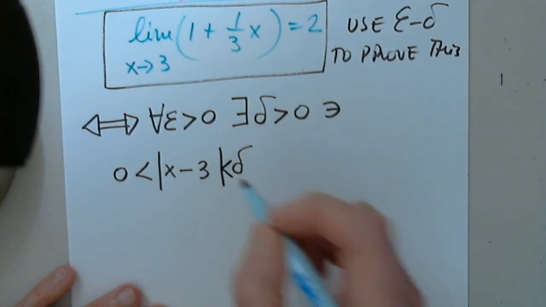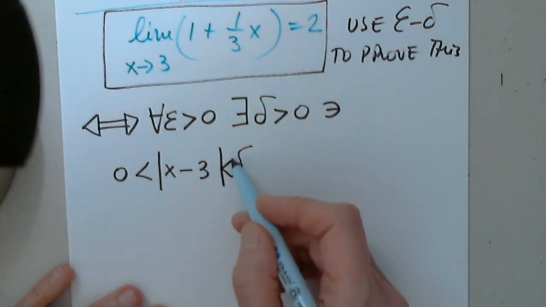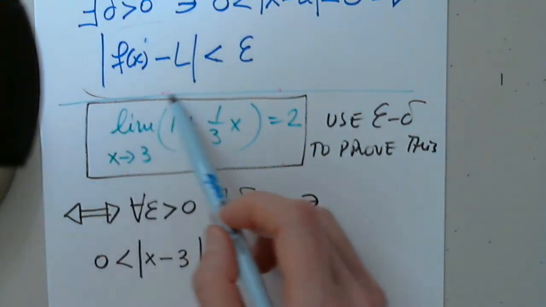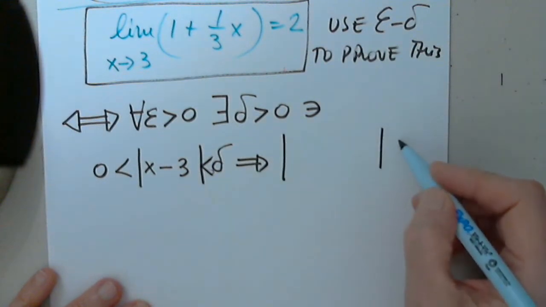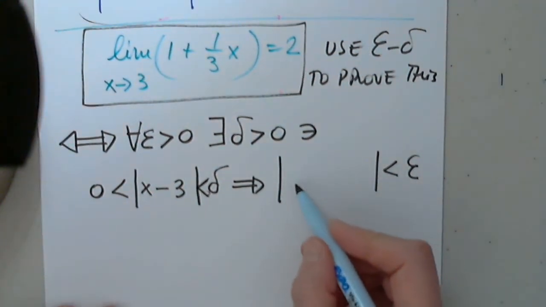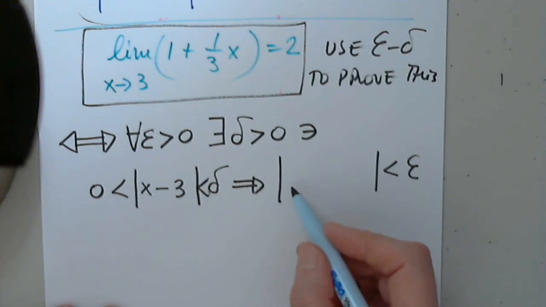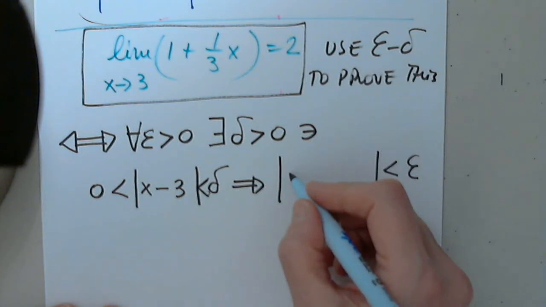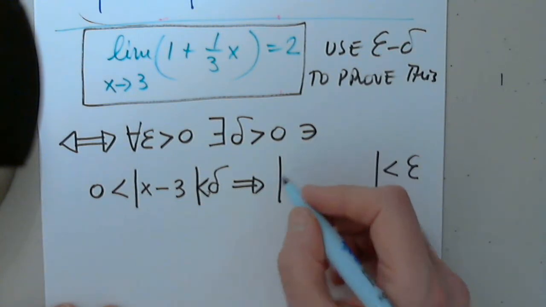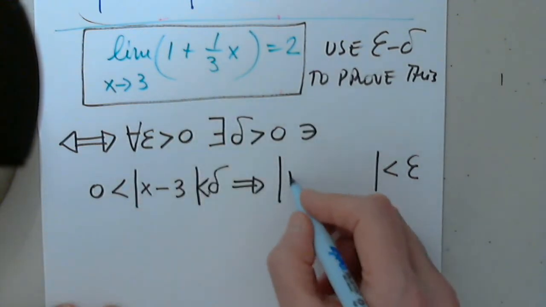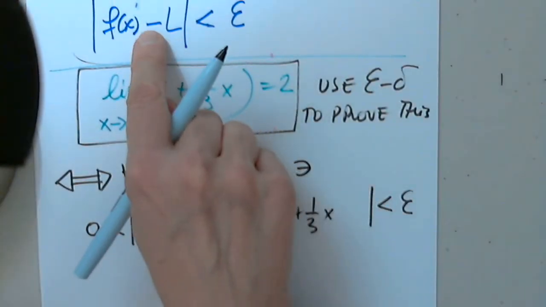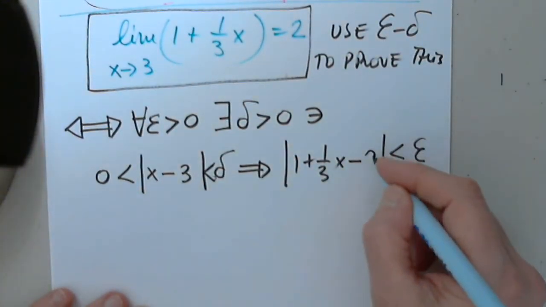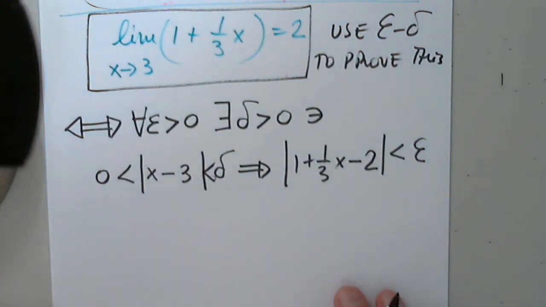Please put the inequality symbol, I'm sorry, less than delta. This will imply, what do we write here? So dictate what I should write. What is our function in our problem? One plus 1/3 x. And then minus. What is the limit in our problem? 2. That's it. So we filled in the definition.